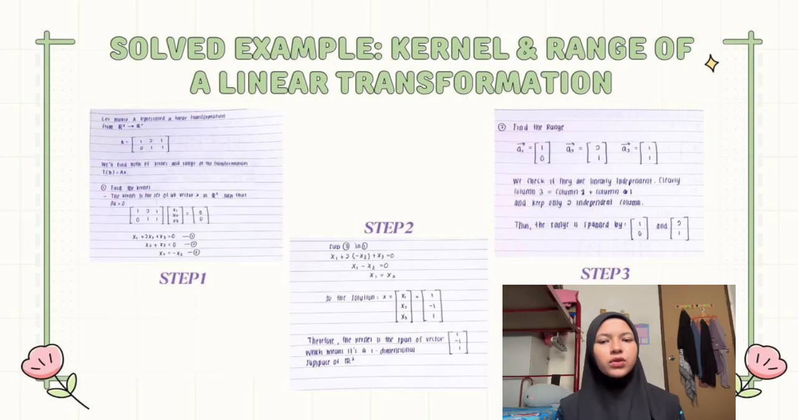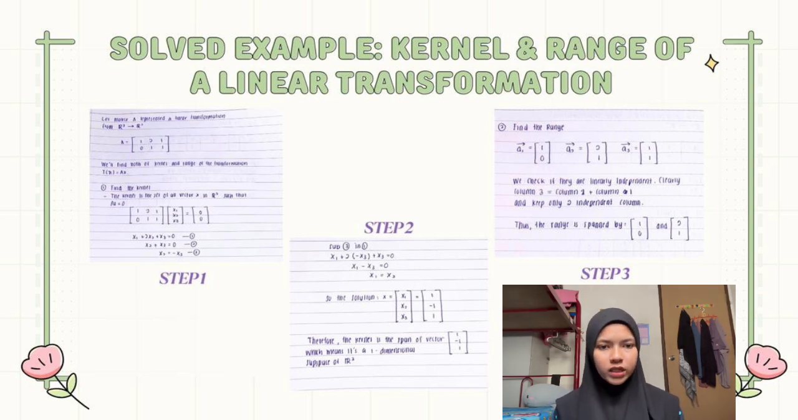Okay, now let's go through a full example to understand how to find the kernel and range of a linear transformation. Consider matrix A, a 2 by 3 matrix representing a transformation from R3 to R2. To find the kernel, we solve the equation Ax equals 0. That means finding all x in R3 such that the transformation sends them to the 0 vector. This gives us a system of equations. Let's simplify it step by step.